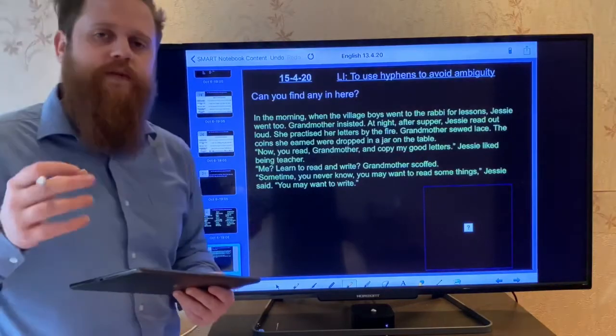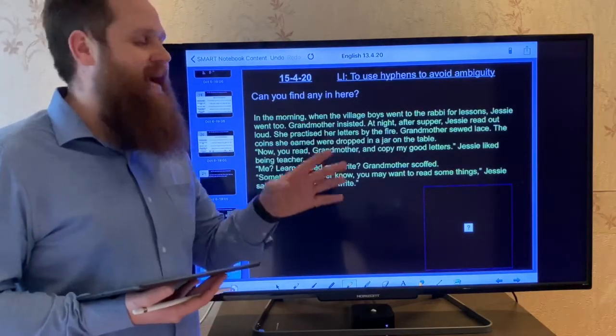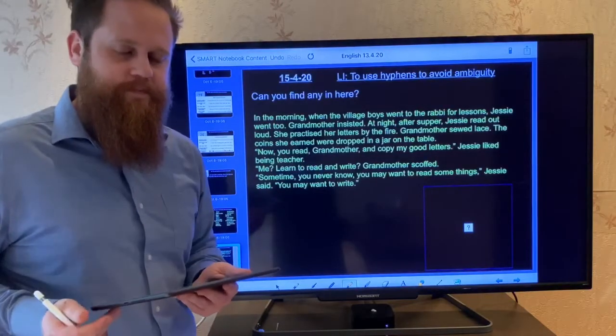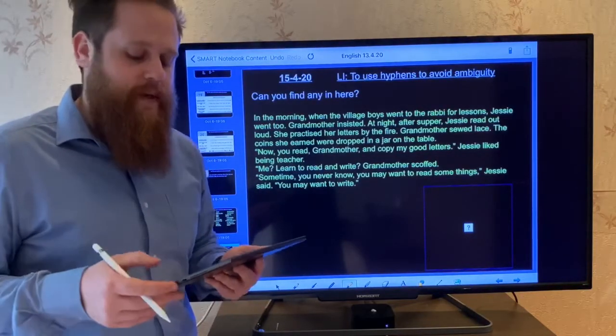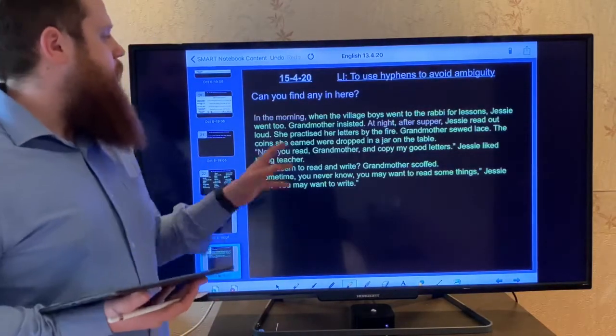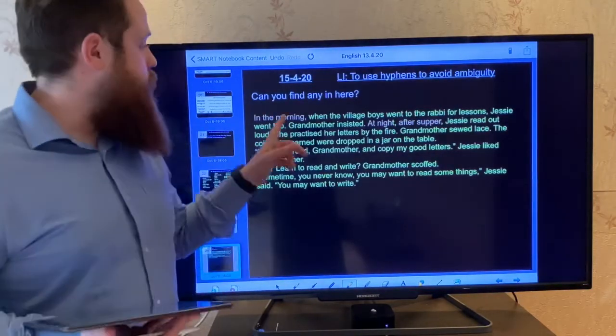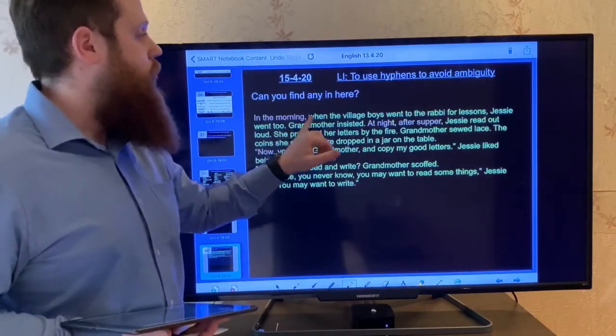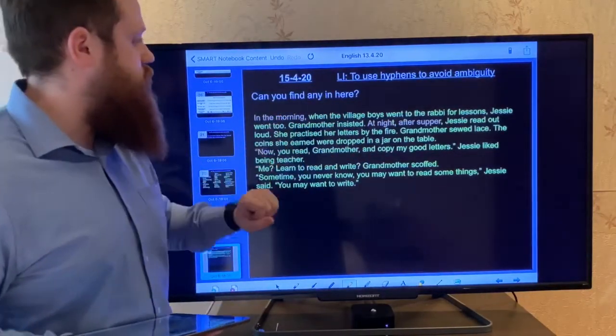Okay then, pause the video if you need to and see if you can find any time words or phrases in this paragraph. Okay then, should we go through some answers? These ones I picked up quite quickly here. In the morning, instantly, we know when all of this is going to be taking place. Okay, so in the morning, when the village boys went to school. So there we go, there's the first one.